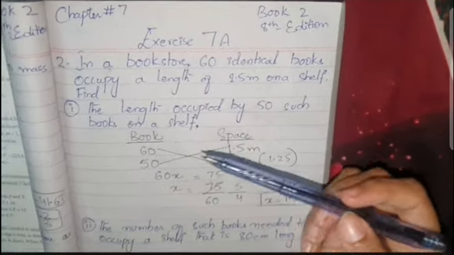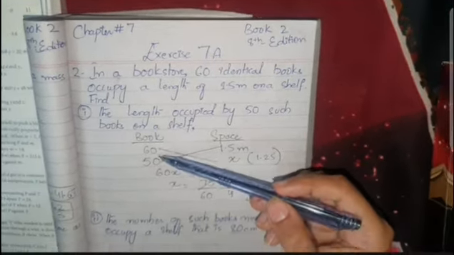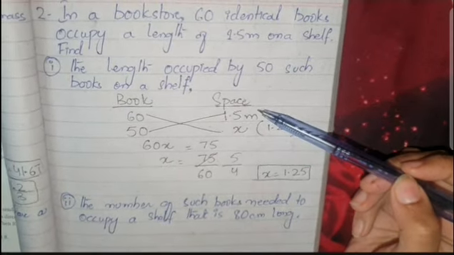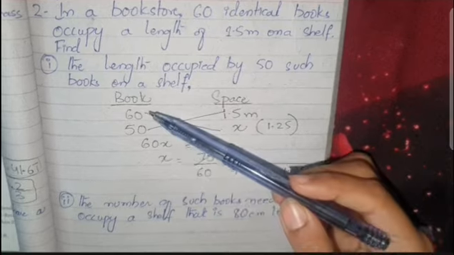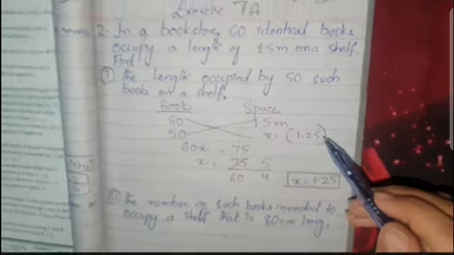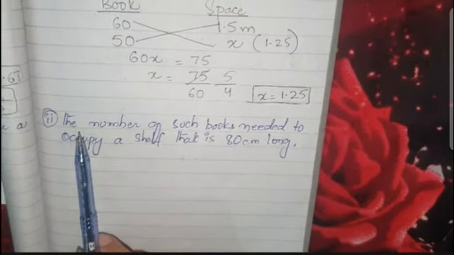Again, you notice that this is a direct proportion. When one value decreases, the other value also decreases. Here it was 1.5, now it is 1.25. The books were 60 and now they are 50. So the value of x is 1.25. Now move to the second part.